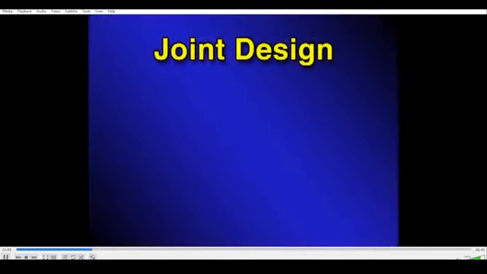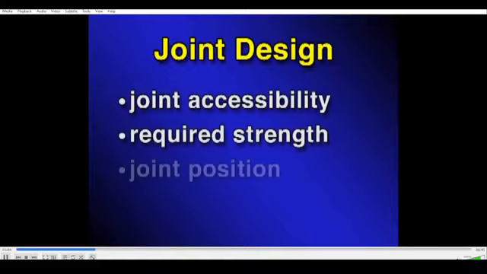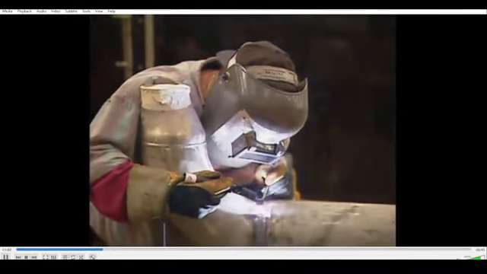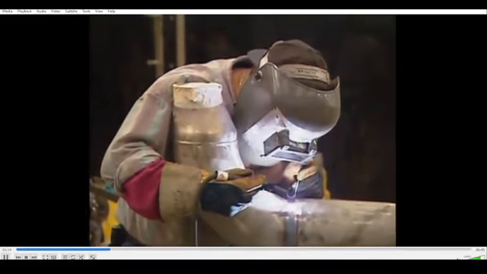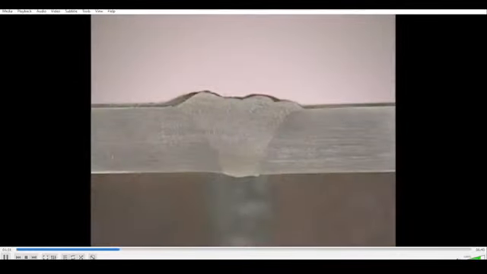Other factors which affect the joint design are the accessibility of the joint, the required strength, and the position of the joint. In most cases, the pipe joint is only accessible from one side, the outside of the pipe. On large diameter pipe, welds are sometimes deposited on both sides of the joint. The amount of joint penetration is an important factor in determining the strength of a weld. Pipe welding, especially in critical applications, requires complete penetration of the weld. The joint must be designed to allow for full weld penetration.